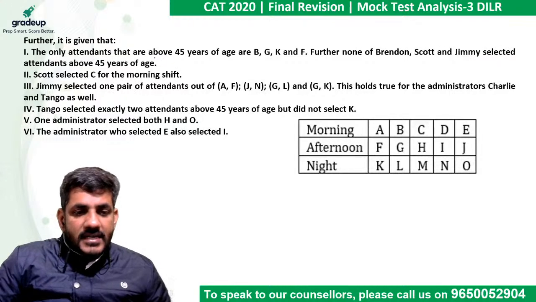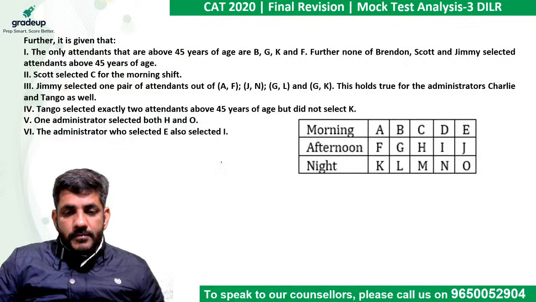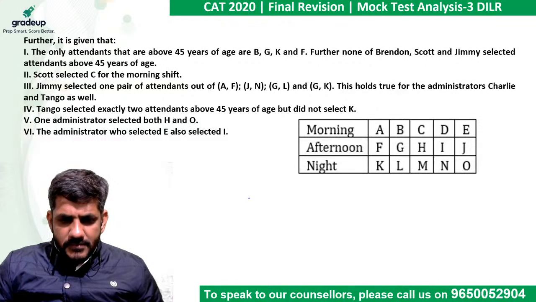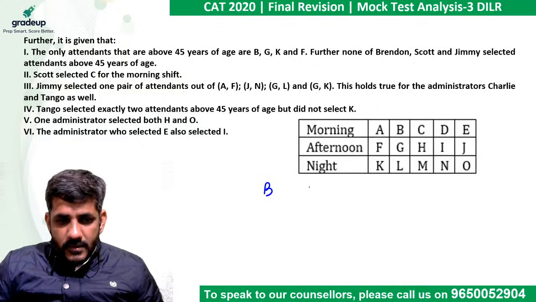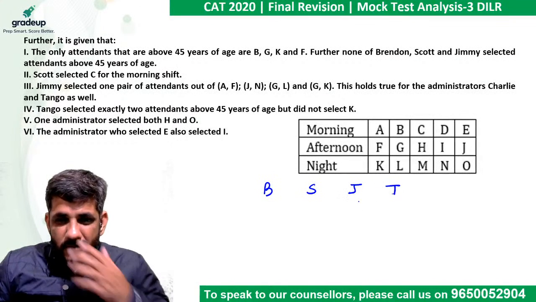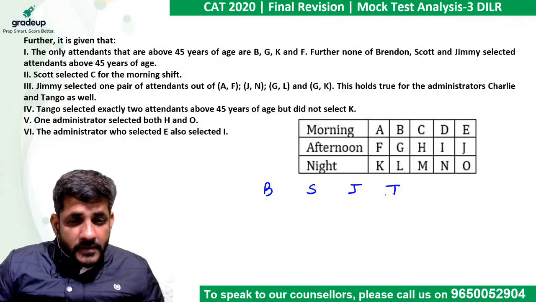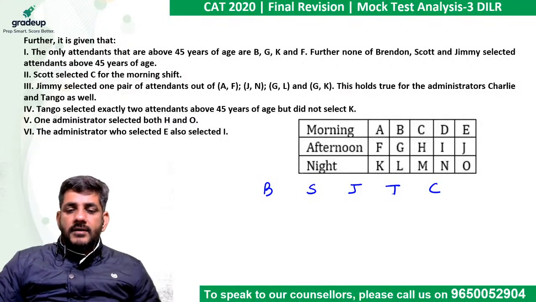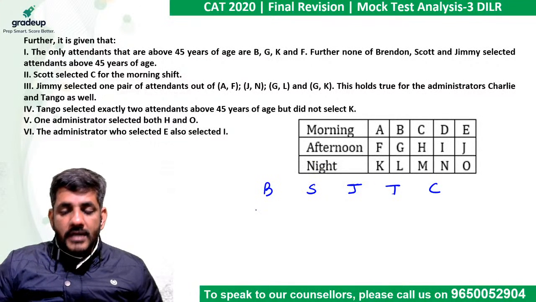The only attendants that are above 45 years of age. So basically we have to figure out who selected whom. So मैं एक काम कर लेता हूँ. Let me write it here. So Brendan, who are the other people? Brendan के अलावा we have Scott, we have Jimmy, we have Tango, and there is one more person. Brendan, Scott, Jimmy, Tango and Charlie.